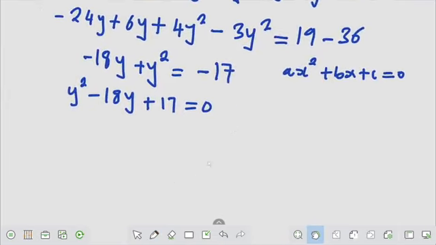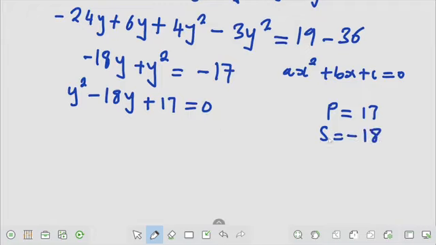So we are going to find the product and the sum. For the product, we get the coefficient of y squared, which is a 1, times positive 17. The product is 17. The sum, we just get the coefficient of y in the middle here, which is a negative 18. So the sum is negative 18.